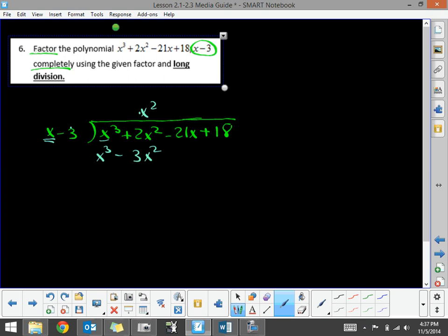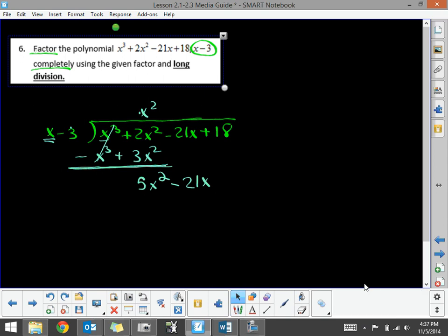Now with division, we normally subtract, but I've asked you to do this differently to help eliminate some common errors. We draw the line and then change the signs. Instead of subtracting, we're going to add the opposites. So when we add the opposites, those cancel, and then we get 2x squared plus 3x squared is 5x squared. Once you do that, you drop down your next term, which is negative 21x.